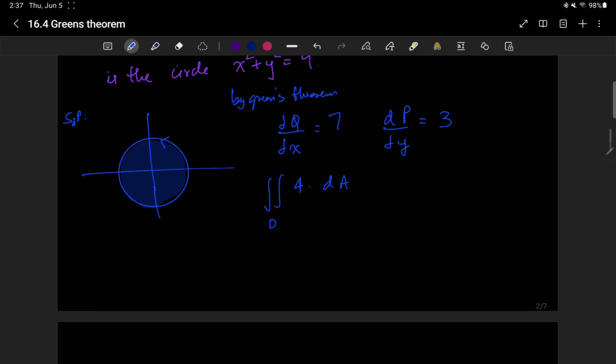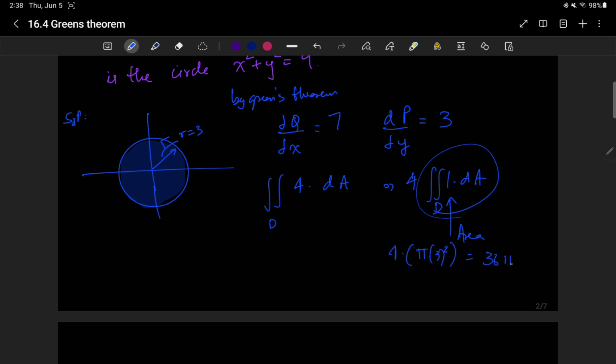And you can do this in multiple ways now, because this is 4 times 1 dA, and when we have a double integral of 1, then that's just the area, which in this case is the area of a circle of radius 3. So this is 4 times pi r squared, which is 3 squared, which gives 36 pi. You could convert this into polar coordinates, r dr d theta, put the limits 0 to 3, 0 to 2 pi, we'll get the same result.